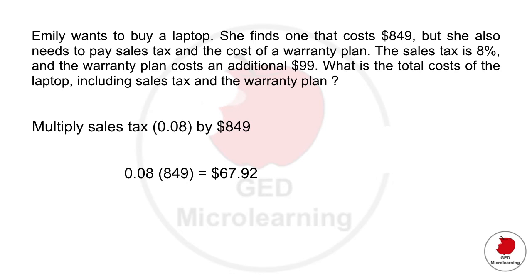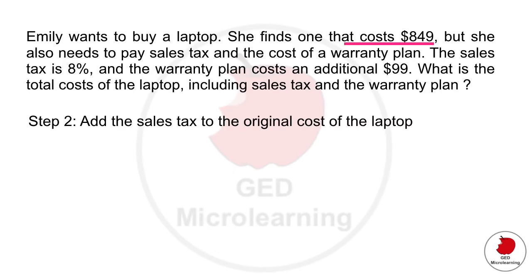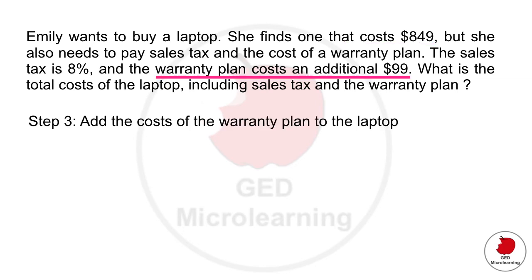So that's going to give you $67.92. If you take that sales tax and add it to the cost of the laptop, this is actually what she paid for the laptop, $916.92. Okay, but we haven't finished, because remember that she also bought a warranty plan, and that's going to be an additional $99. So all you have to do here is add that warranty plan, and that would give you $1,015.92.